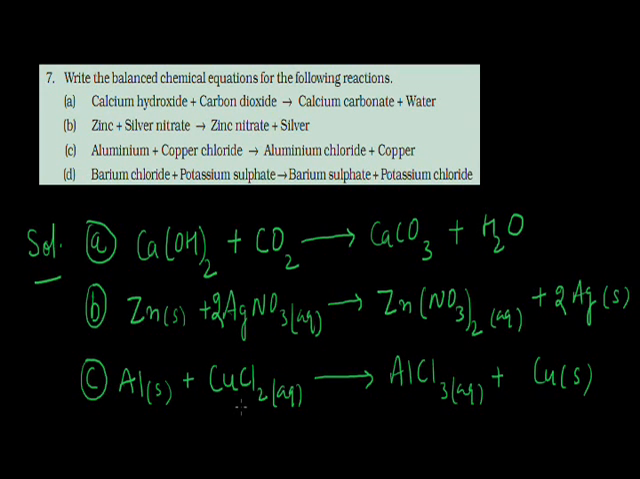Now on the reactant side we have two atoms of chlorine, on the product side we have three atoms of chlorine. So I multiply AlCl3 by 2 and CuCl2 by 3. That makes 6 chlorine atoms on either side. Now on the product side I have two atoms of aluminium, so Al would be multiplied by 2. That makes 2 aluminium atoms on either side. And on the reactant side there are 3 atoms of copper. So on multiplying copper by 3 on the product side, that makes 3 atoms of copper on either side. That is a balanced chemical equation.